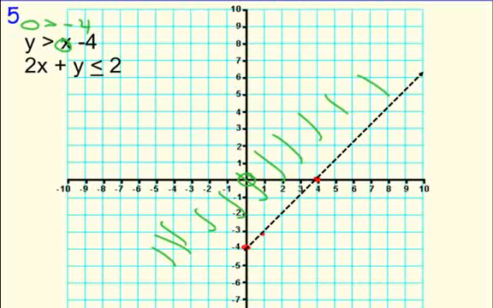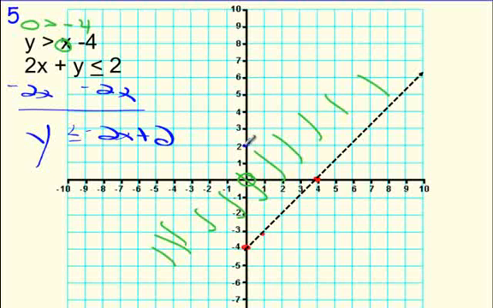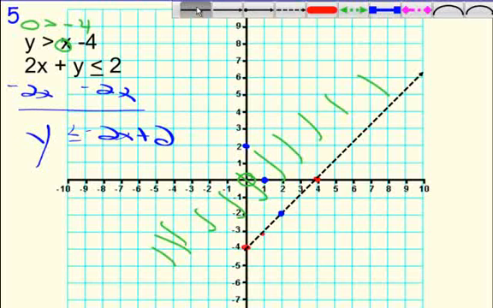Alright, and let's take care of this second line. Not too much work to be done. Subtract 2x, subtract 2x. We can get it all in one step. So y is less than or equal to -2x plus 2. So we're at +2. We're going down 2 and over 1, down 2 and over 1. We have a solid line because we have the equals 2 part as well.